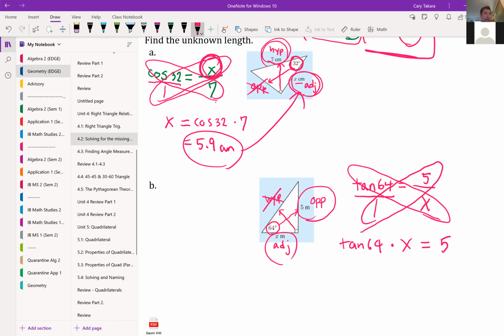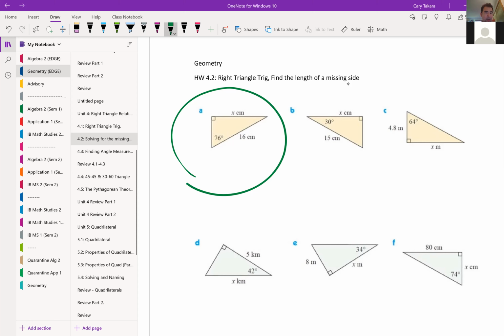So what do you think I'm going to ask you to do? You're going to label. Always label first. So I would like you to label all 3 sides of a right triangle right now. Opposite, hypotenuse, adjacent.